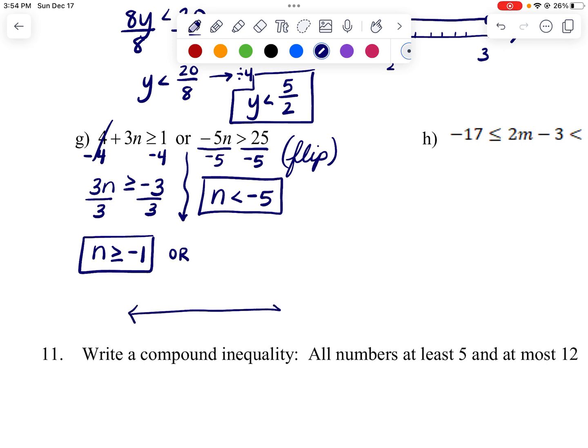Now remember, when we graph an OR statement, think of ORs on a boat, -5, -1. Okay, the -5 is an open circle, and the -1 is a closed circle to the right. They're going out in opposite directions.